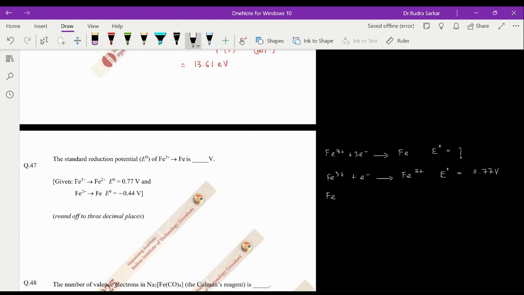and the other one is Fe2+ plus 2 electrons going to Fe, and that would be E naught minus 0.44 volts. Now, to get the first reaction, we have to simply add these two.